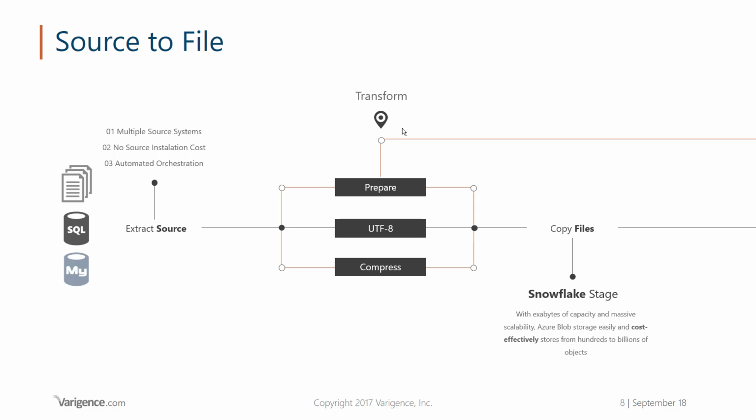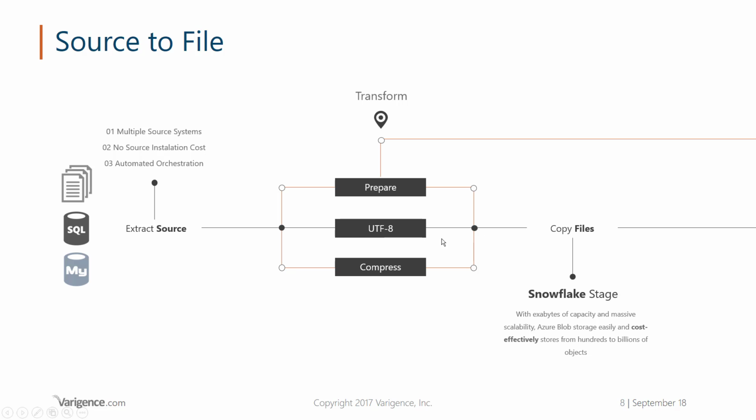You can have a table that is quite large, and instead of pushing all of that data into a single file and uploading that single file into Snowflake Stage, we take that file and split it across multiple smaller files, which gives you almost linear performance when you load that data into Snowflake. So what we're going to do is pull the data out, prepare it, convert it to UTF-8, and compress it.